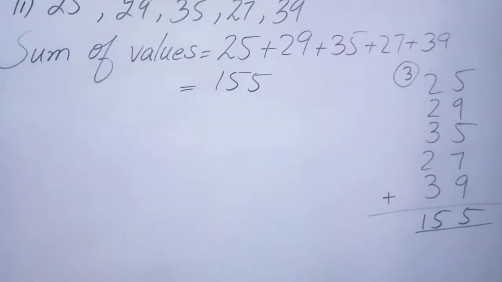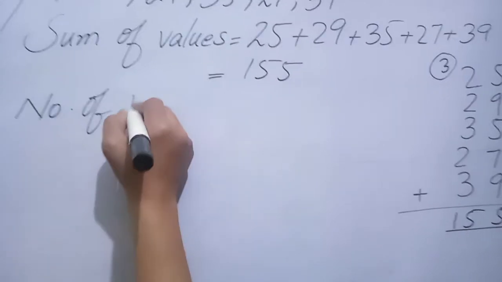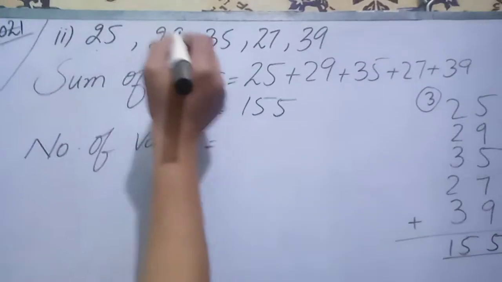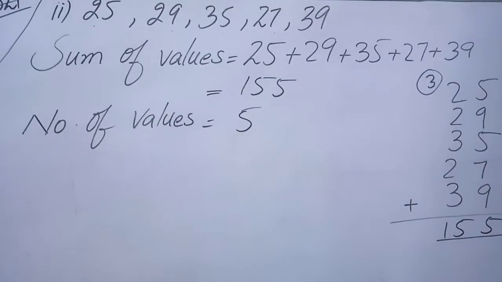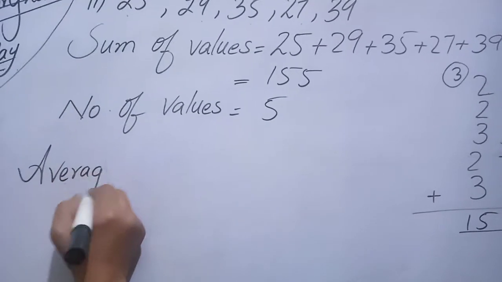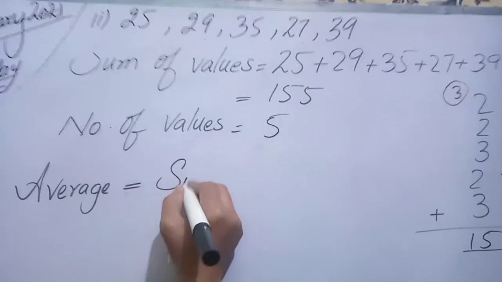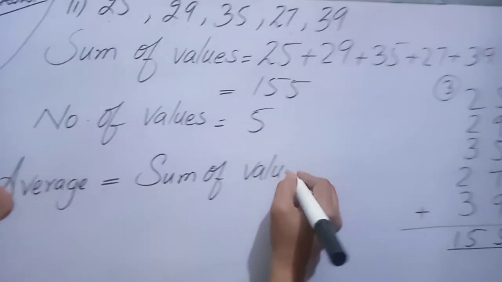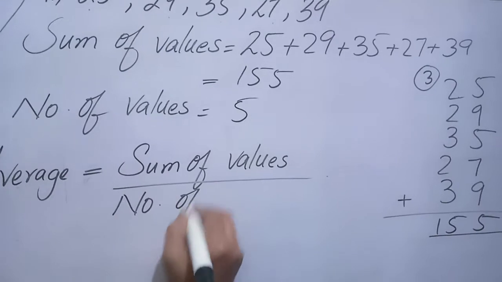The second thing is number of values. Now how many number of values do I have here? Count them. 1, 2, 3, 4, 5. It means the number of values is 5. Now use the formula. Now we will write the formula here. Average is equal to sum of values divided by number of values.